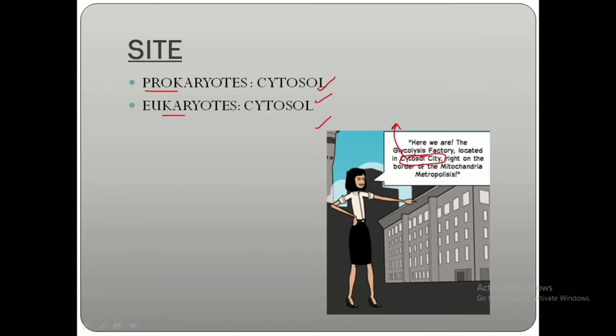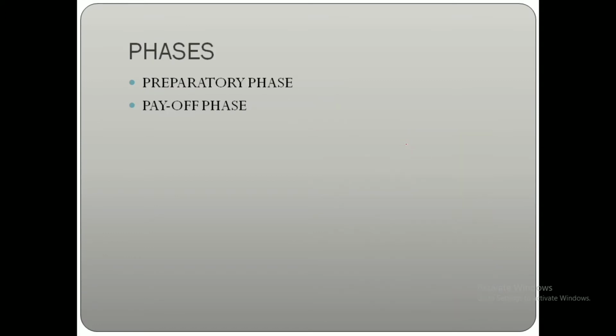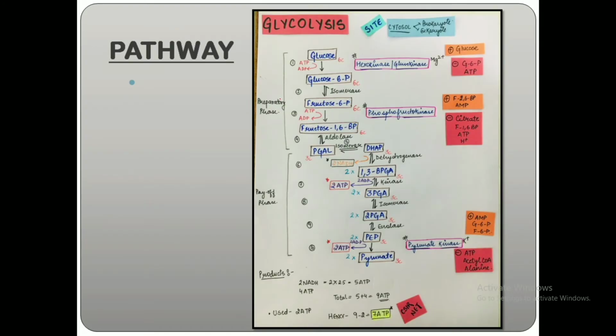It is the cytosol that is the site for glycolysis to occur. In glycolysis, we have 2 main phases. The first phase is the preparatory phase, and then we have the payoff phase. The initial 5 steps are known as the preparatory phase, and the final 5 steps are the payoff phase. So let us look into the glycolysis process in detail.